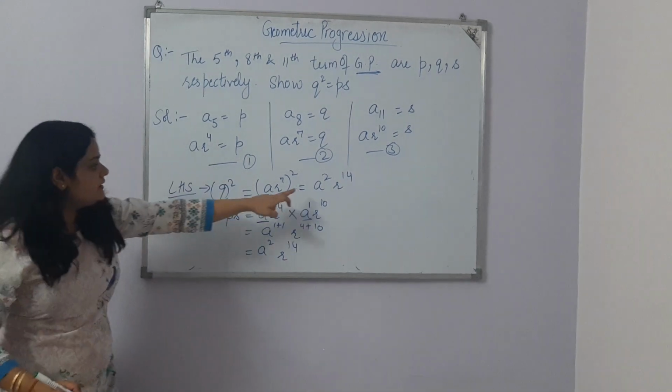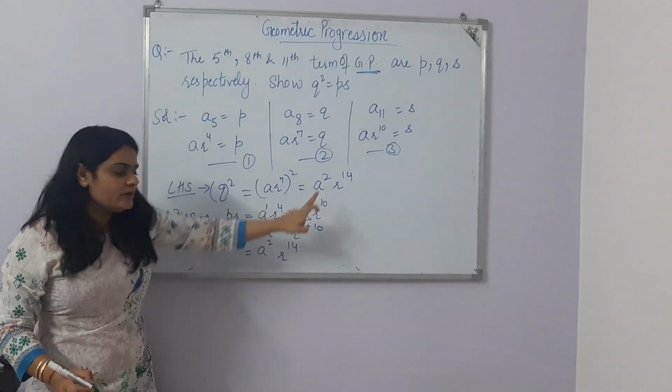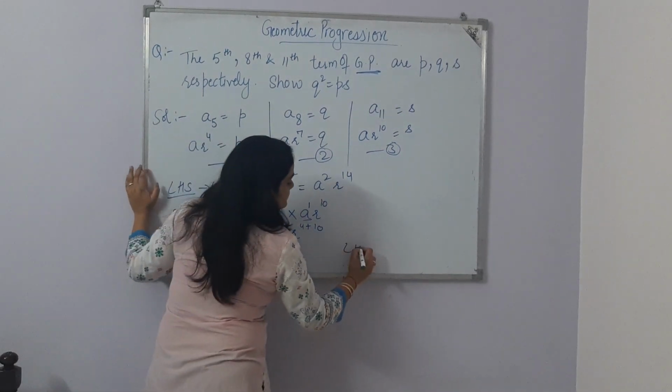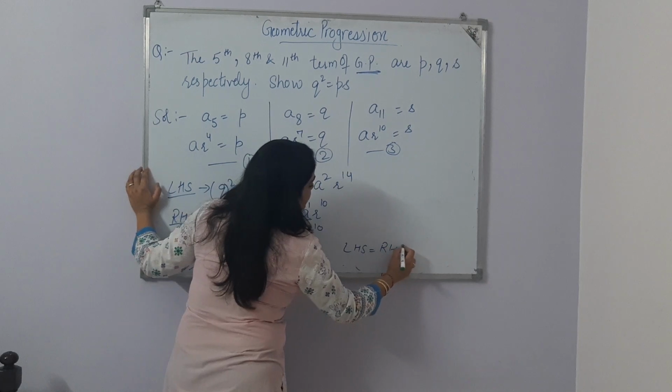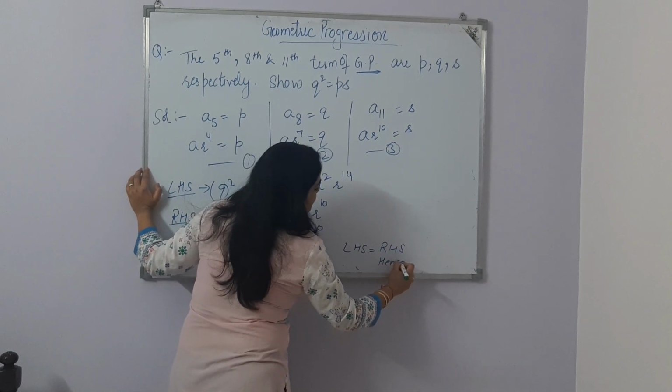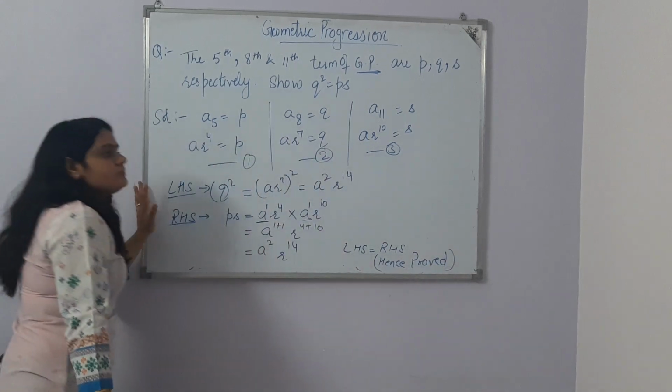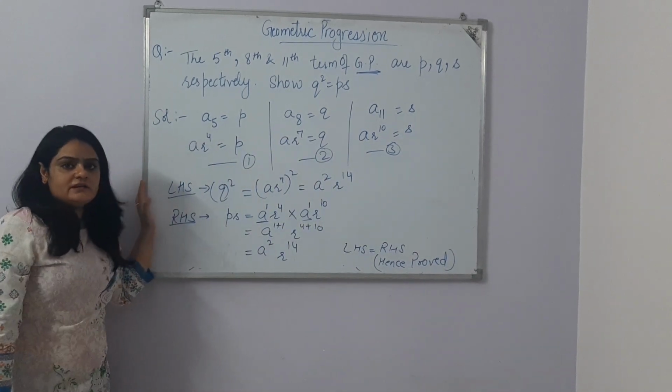You can see the left hand side's value and the right hand side's value are equal. So the left hand side is equal to the right hand side. Hence, what we wanted to prove is proved. Hope this question is clear to you.